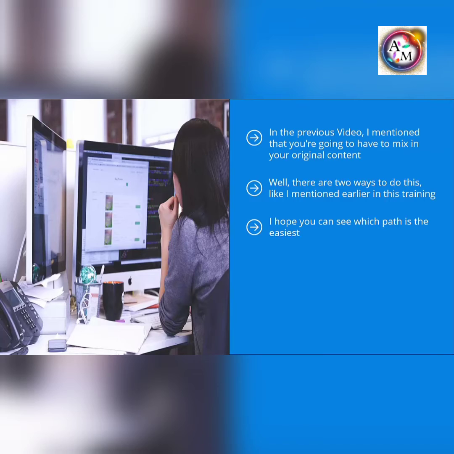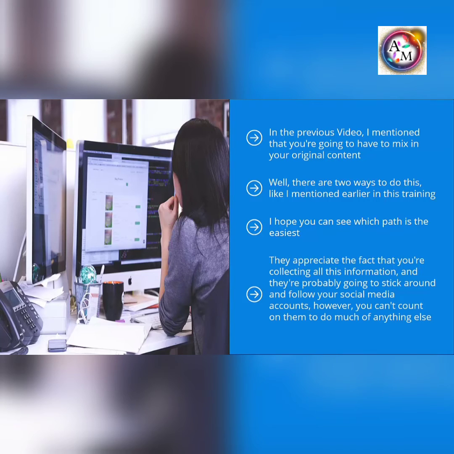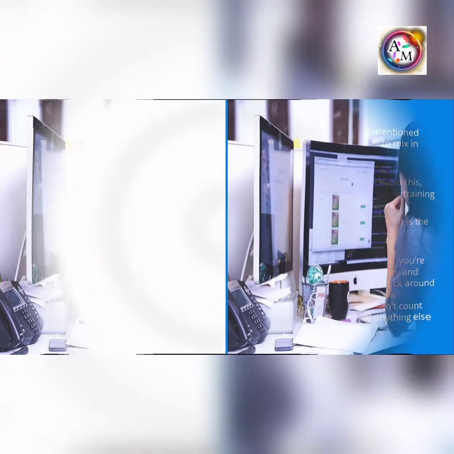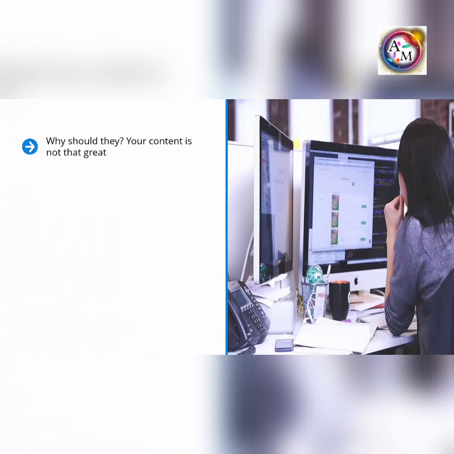It should be obvious. If you are sharing the very best content in your niche, your original content must be at the same level or better. Otherwise, your followers are not going to take the bait. They're not going to trust your brand. They appreciate the fact that you're collecting all this information, and they're probably going to stick around and follow your social media accounts. However, you can't count on them to do much of anything else. There's really no incentive for them to join your mailing list. Why should they? Your content is not that great. They only need to compare the kind of original content you produce with the other top-notch third-party stuff you're sharing to see your weakness. Do you see the problem here? You have to produce top content if you want your brand to be credible.